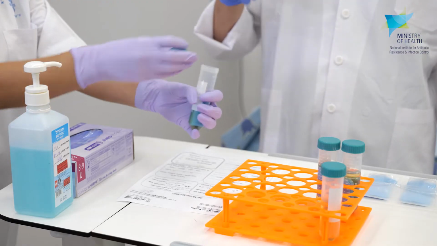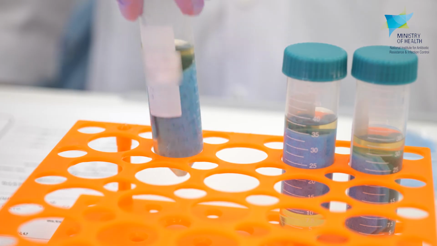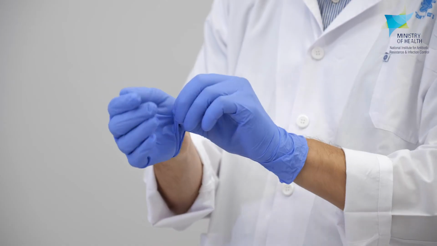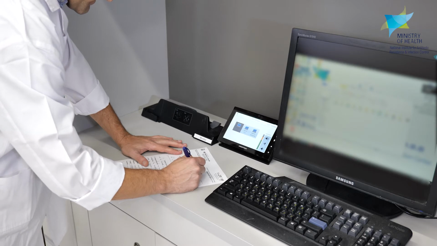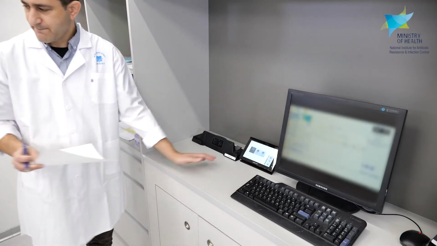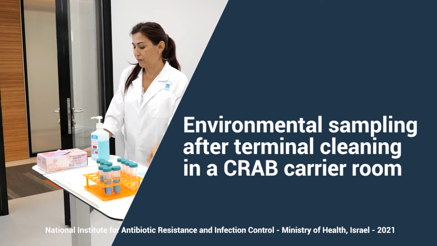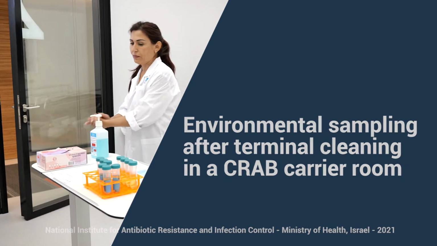Put the sponge swab directly into the test tube and make sure it is well soaked in the enrichment broth. When finished, remove gloves and disinfect hands. On the lab forms, it is important to indicate which body sites you sample. Environmental sampling after terminal cleaning in a CRAB carrier room.